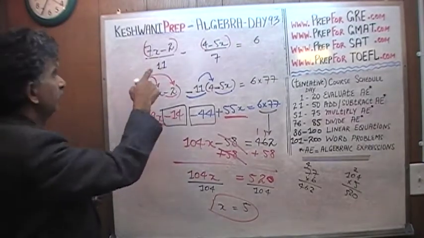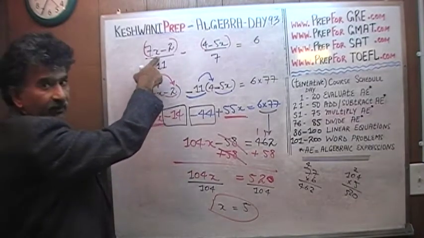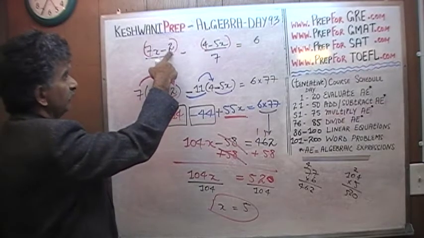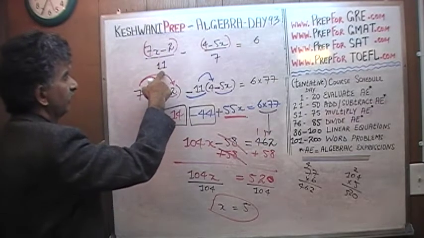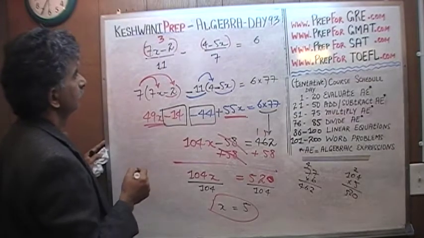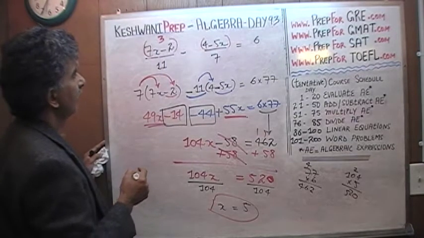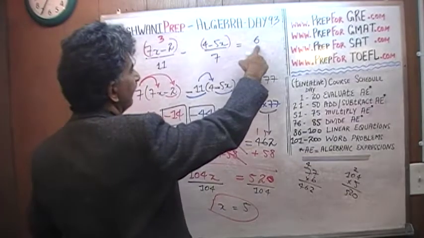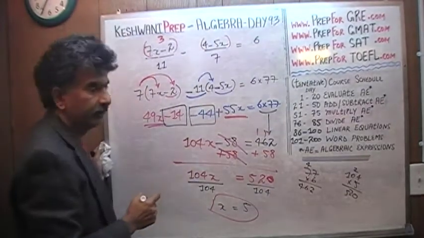7 times 5 is 35. 35 minus 2 is 33. 33 divided by 11 is 3. Voila. Well, if that's 3 and this needs to be 6, then this better be a negative quantity, negative 3.